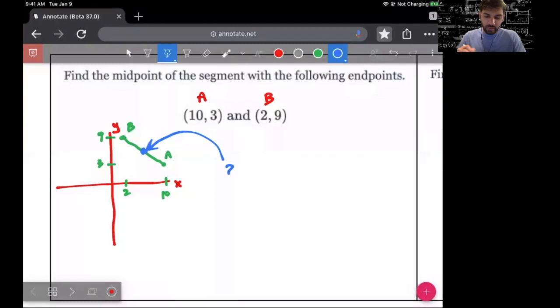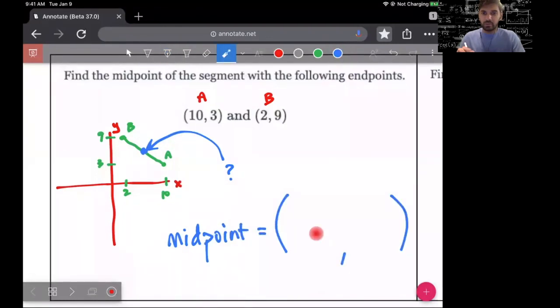We want to figure out what's the halfway mark. So the halfway mark, what we need to do here is just use the midpoint formula we just talked about. The midpoint formula. So now what I need to do is come up here and think about what's x1 and x2. Remember, the first number is always the x value.